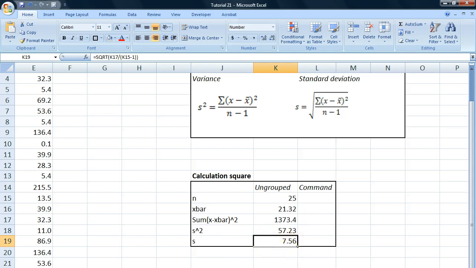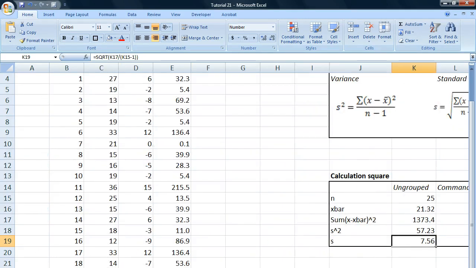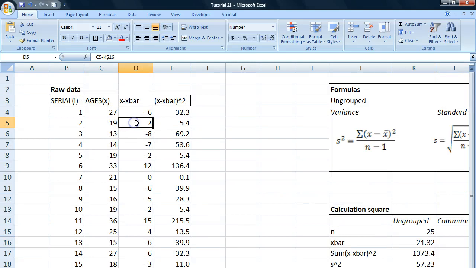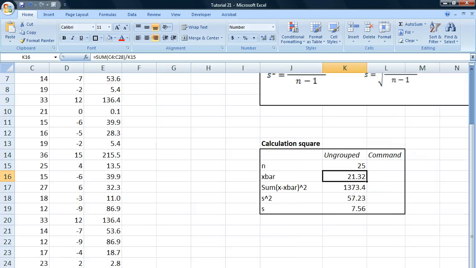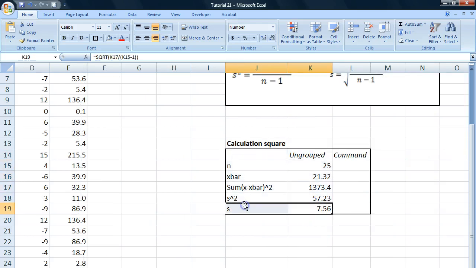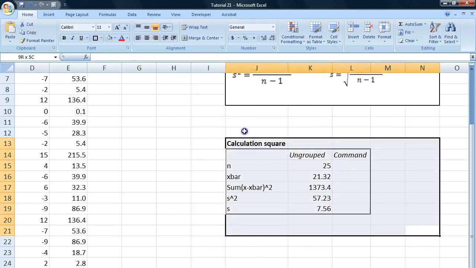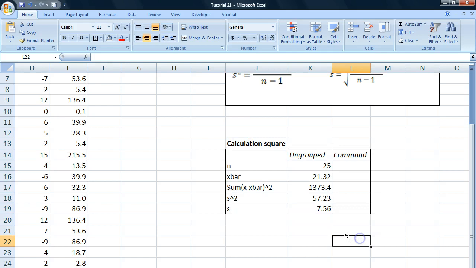Now, what does this number mean? Well, it means that on average, each one of these observations is 7.56 years away from our average age, which is 21.32. And this is a really important measure. We're going to use it a lot when we get into probability distributions. It's used a lot in statistics in general and in science. So it's something that you'll find great use for when you're calculating it.